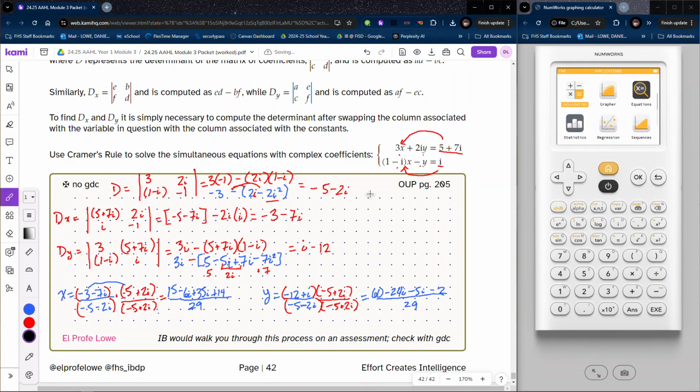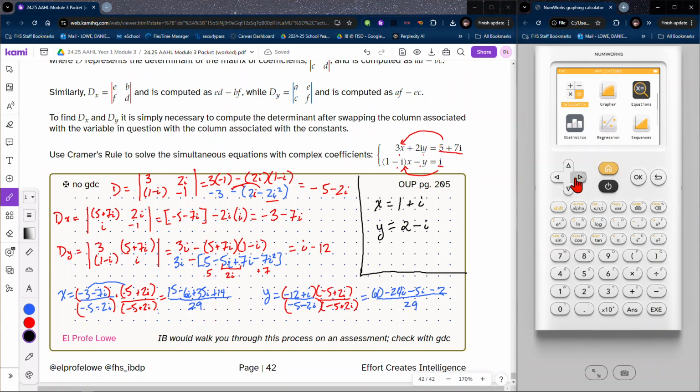So my final solution will be that x is going to be equal to, let's see here, 15 plus 14, that's 29. 35 minus 6, that's 29, so that's going to be 1 plus i. And my y solution, I have 60 minus 2, that's 58, divided by 29, that's 2. Negative 24 minus 5, that's negative 29, so minus i. So then that'll be my final solution. x is 1 plus i, so complex solutions for these complex coefficients.